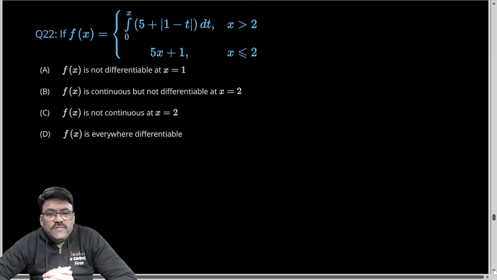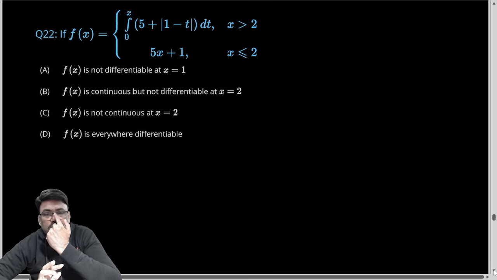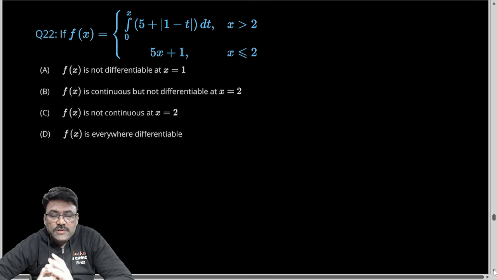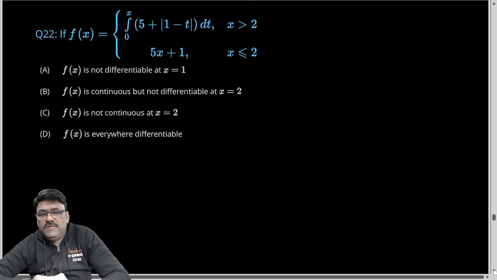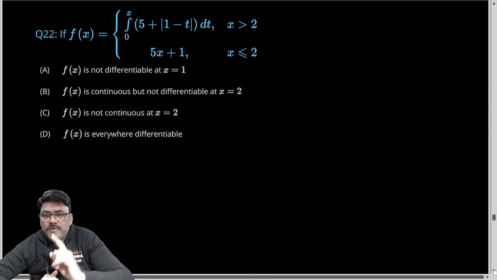Okay, see this question. This is from continuity, differentiability, and some definite integration also. The concepts of continuity, differentiability, and definite integration, all three will be used here. You have to check the continuity and differentiability of the function at x equal to 1 and at x equal to 2. The second rule of the function is very obvious. For x less than or equal to 2, your function is 5x plus 1, which is a polynomial. A polynomial function is always continuous and differentiable, so no problem in the second rule. The only problem is in the first rule.